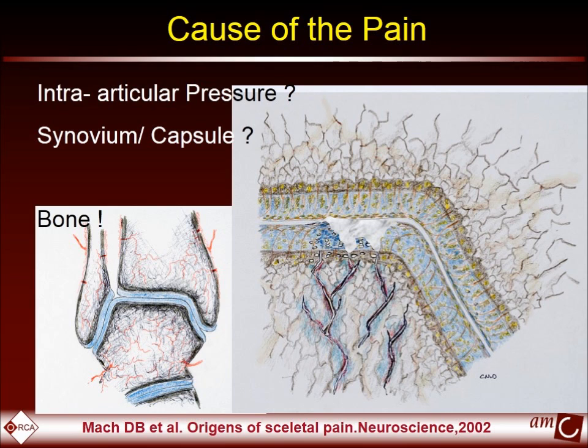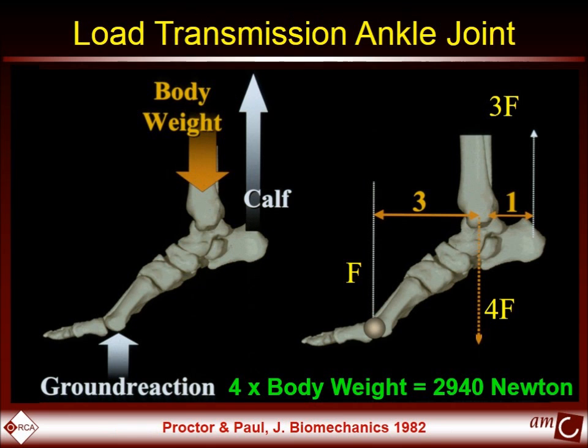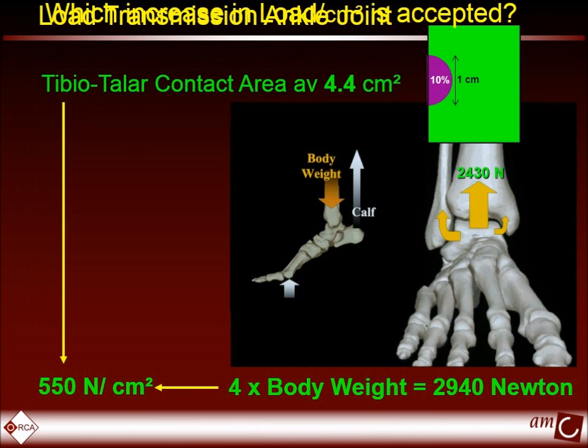We know that not all goes through the talar surface. Part of the forces goes through the lateral malleolus, part through the medial malleolus, but it's about 2,400 Newton on every step on the tibio-talar contact area, which is 4.4 square centimeters. This load is distributed on this talar contact area. That is 505 Newton per square centimeter. So if we look at an osteochondral defect of typically 1 centimeter in size, it's 10% of the weight-bearing cartilage. If we remove it, is the 90% that is left enough to bear the load of the patient?